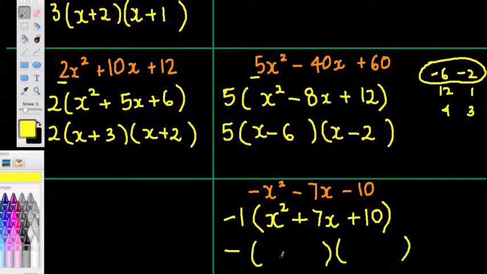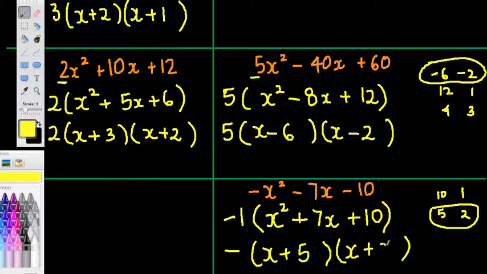2 brackets, 2 numbers. For 10, we'd use either 10 and 1 or 5 and 2. They've got to add together to give me 7, so I'm going to use 5 and 2. And you must put your negative out the front there because we've taken it out as a common factor. So there's a lovely little trick.